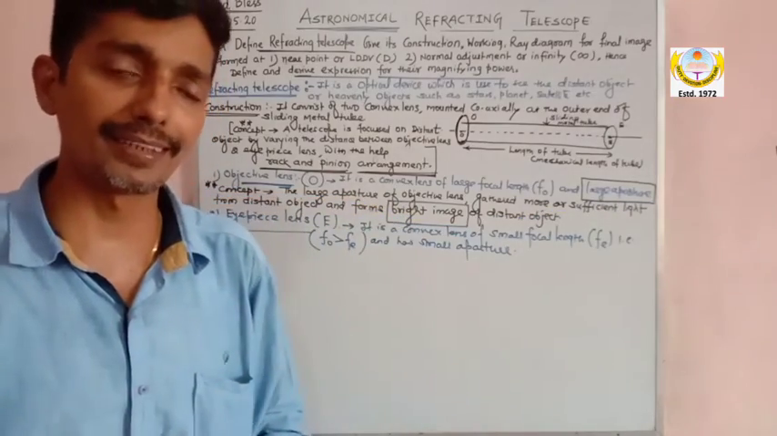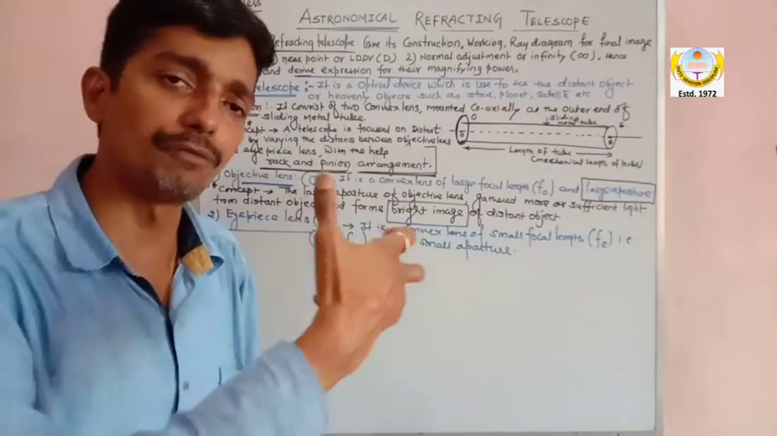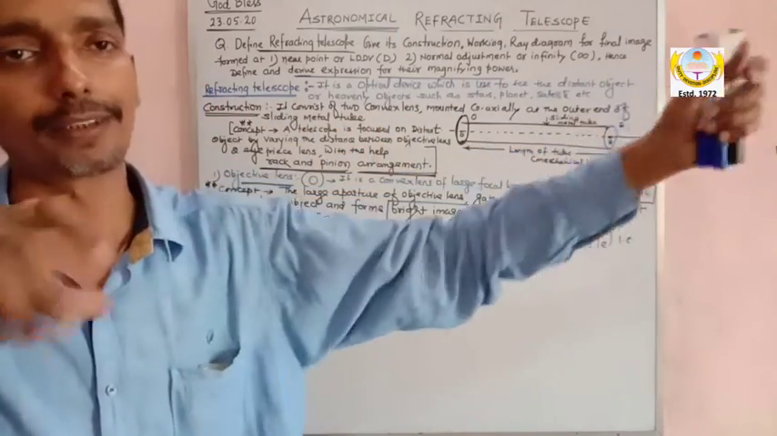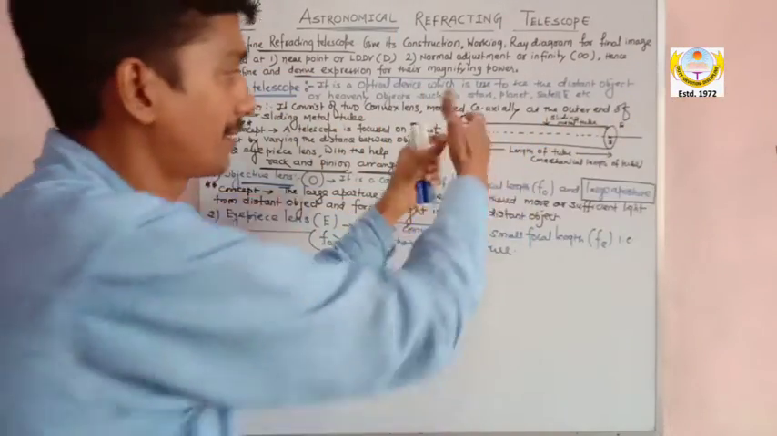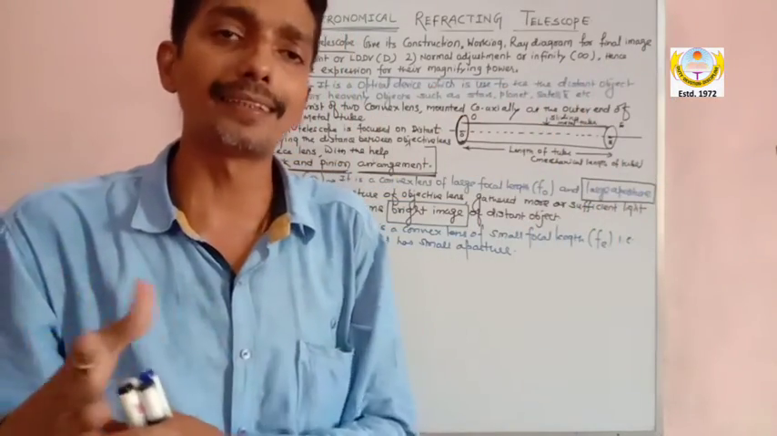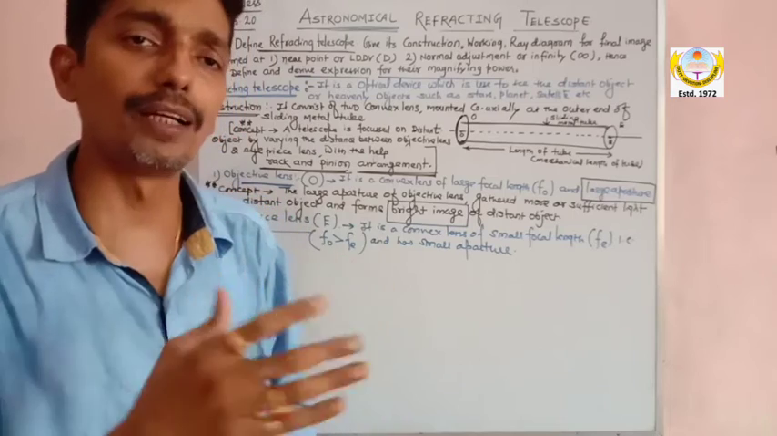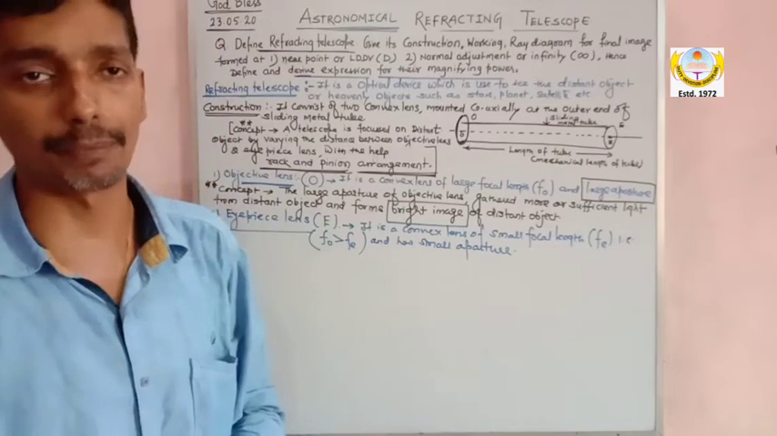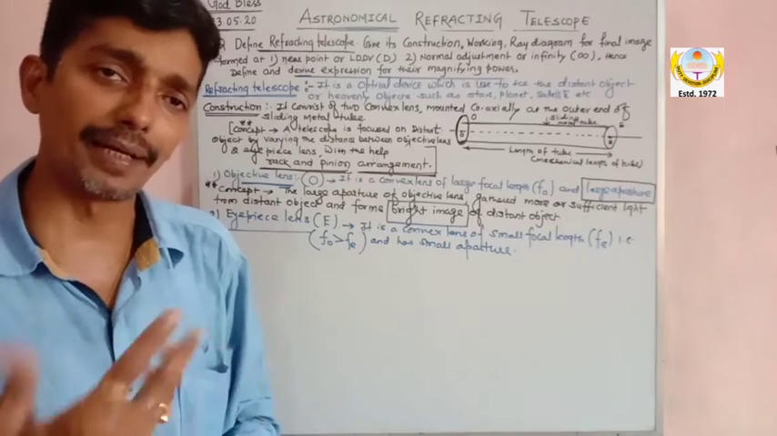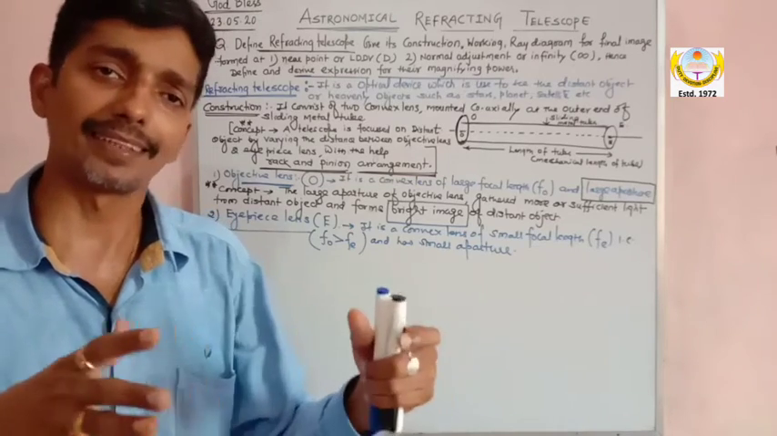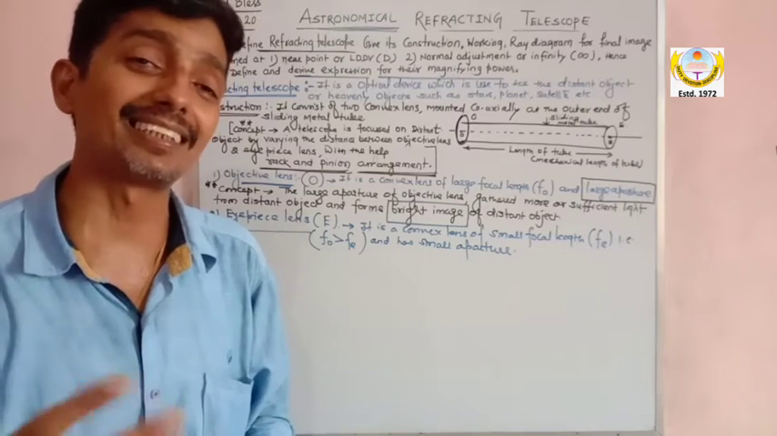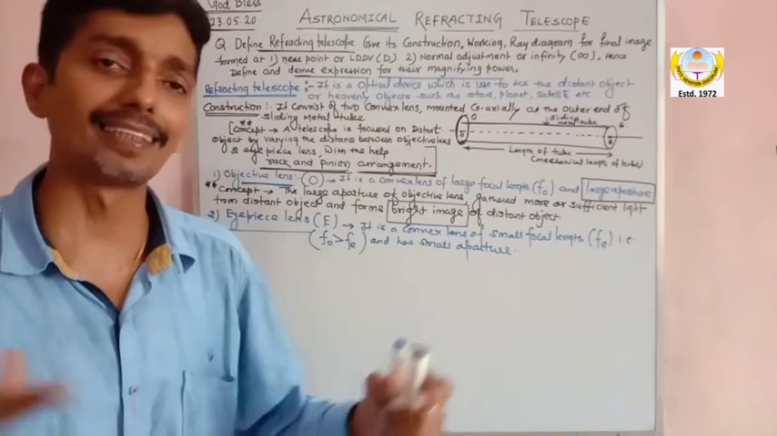Now, the question asked here: how is the telescope focused on the distant object? The telescope is focused on the distant object by varying the distance between the objective lens and eyepiece lens, and the arrangement is called rack and pinion arrangement. Next question: what do we know about the objective lens? The objective lens is a convex lens, no doubt, having a large focal length. Large compared to what? Compared to the eyepiece lens, and it has a large aperture.